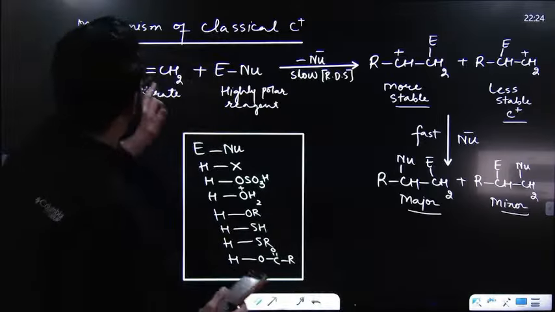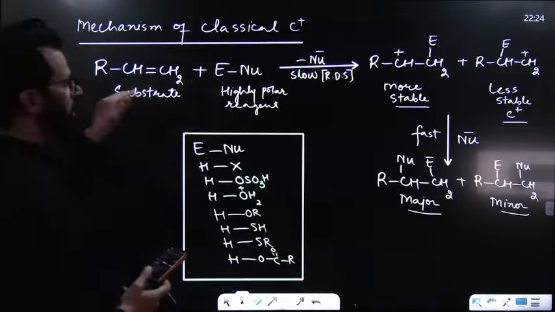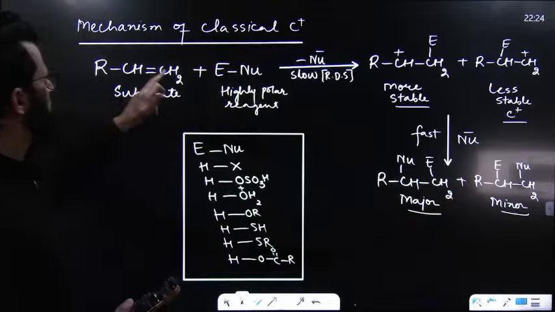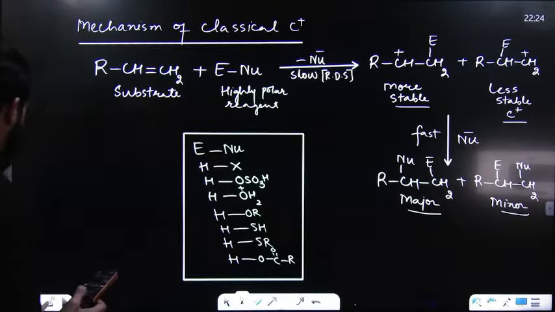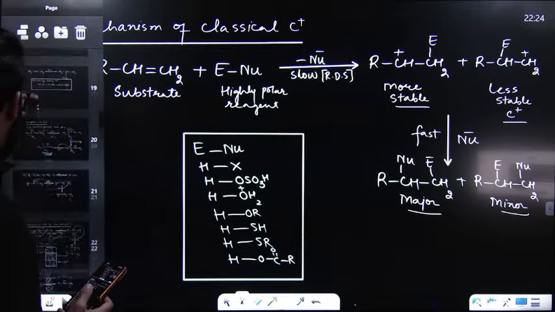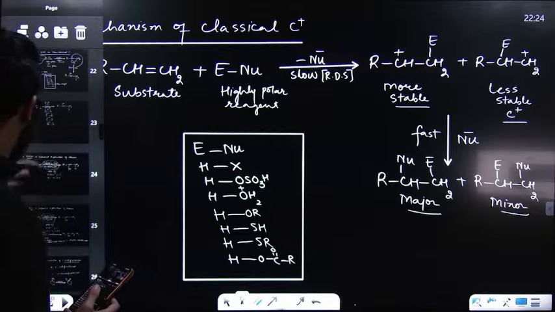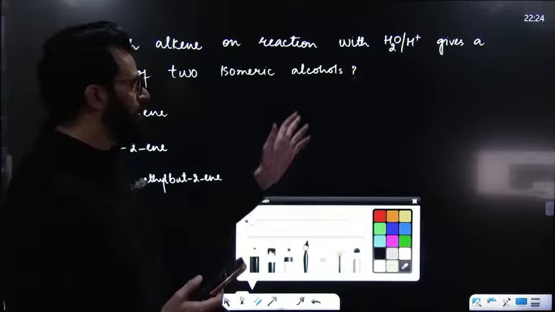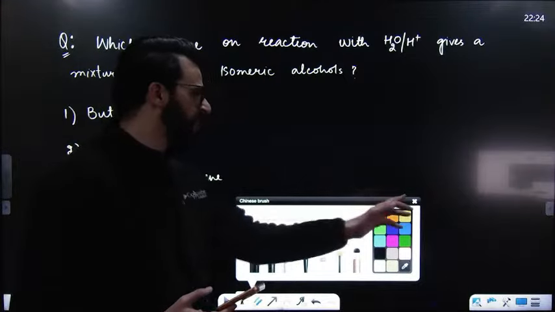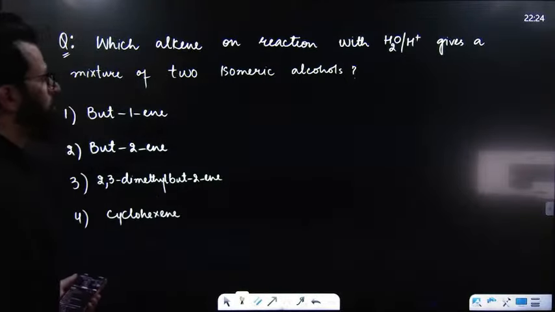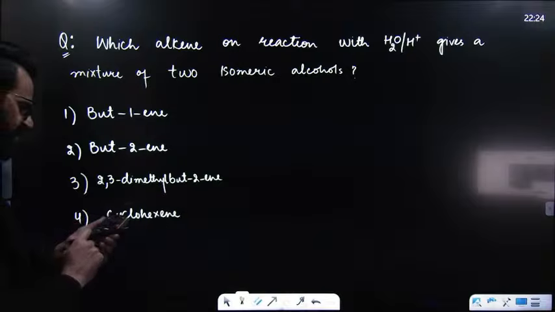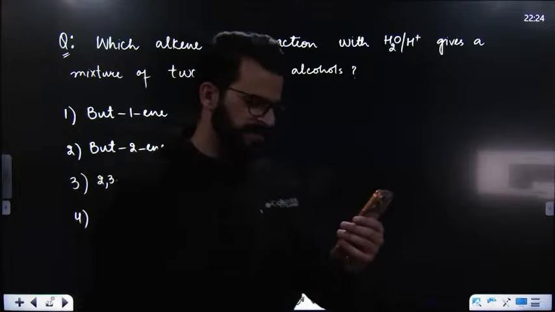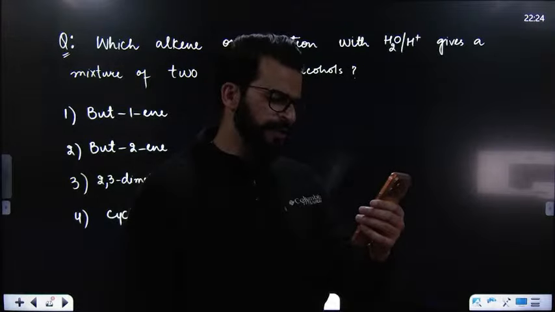So which type of alkene can form isomers if the reaction takes place via a classical carbocation? It is only an unsymmetrical substrate that can result in the formation of isomeric products. Here the product formation will be alcohol. That means isomeric alcohols will be formed from an unsymmetrical alkene. Is this clear? Let me know in the chats quickly.